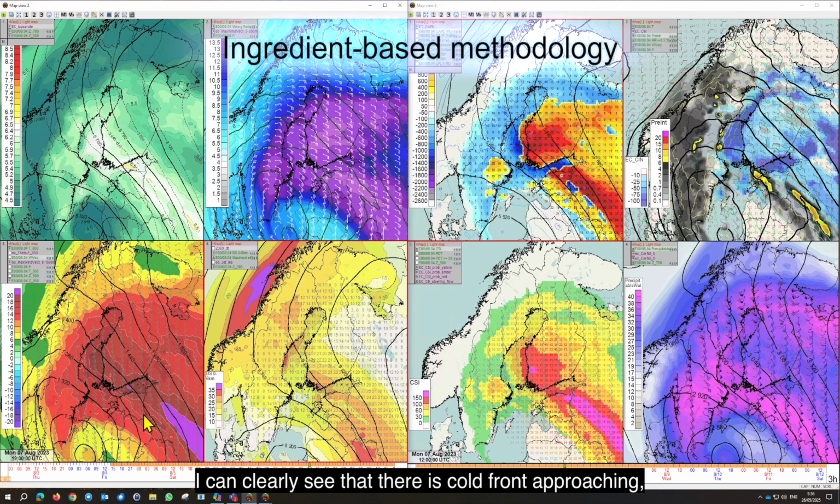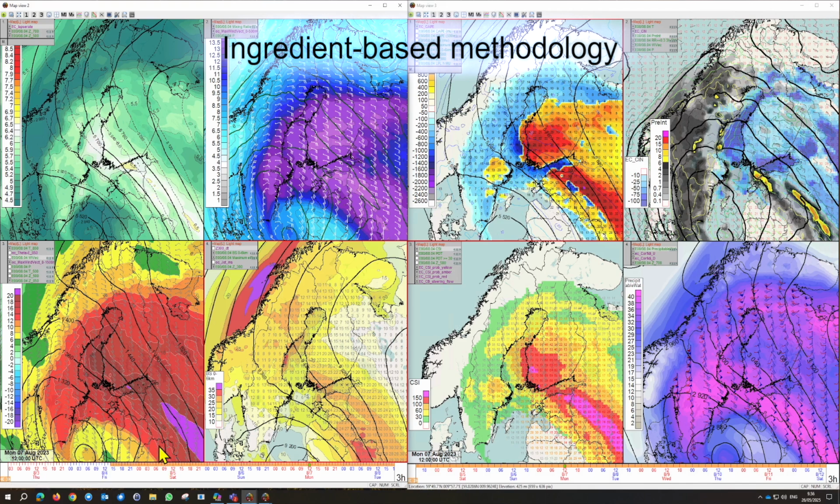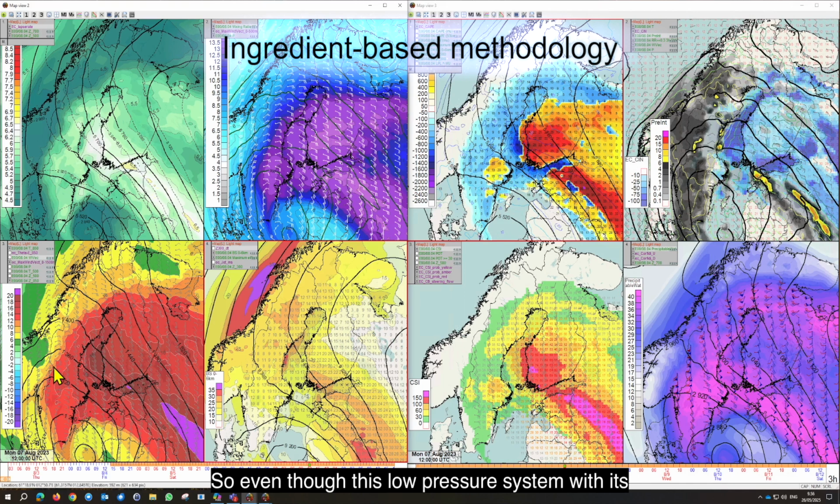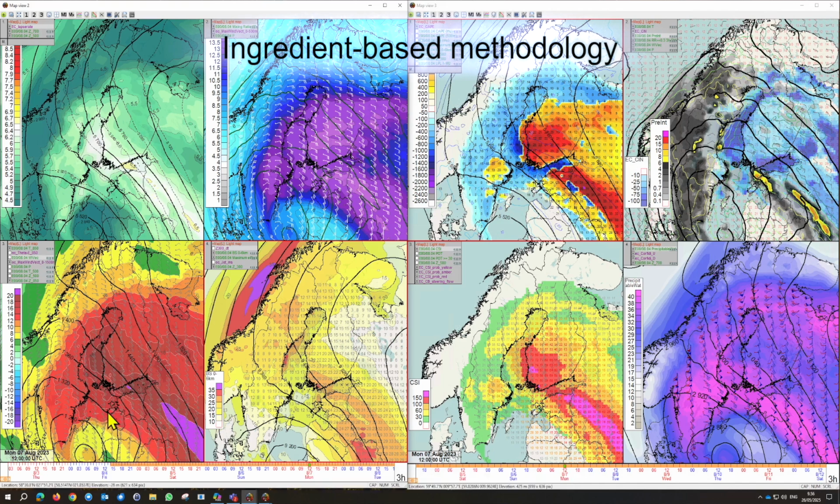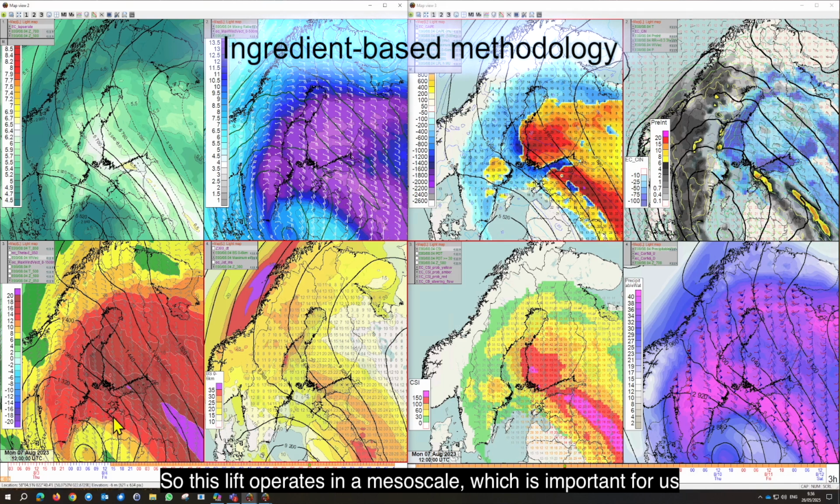I can clearly see that there is cold front approaching. So we can also find the source of lift. So even though this low pressure system with its fronts is considered as synoptic scale system, individual fronts are still mesoscale features. So this lift operates in mesoscale, which is important for us because only mesoscale lift is enough to push the parcels upwards. Synoptic scale lift operates in centimeters per second scale, whereas mesoscale lift is operating in meters per second scale.